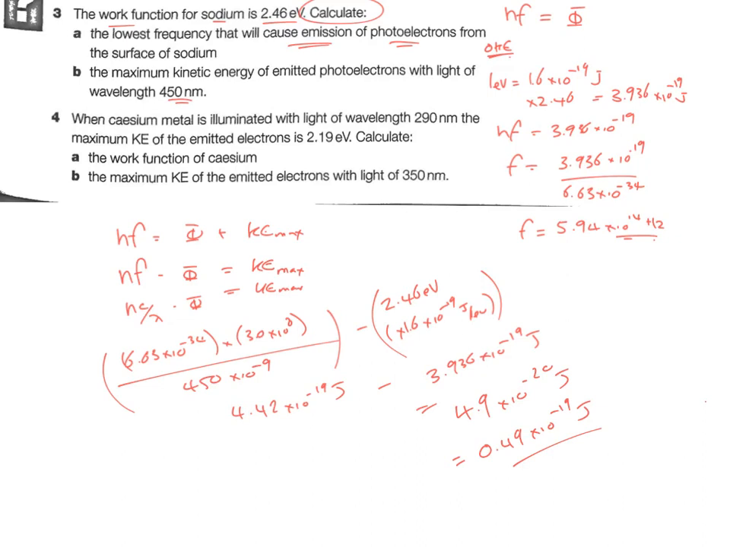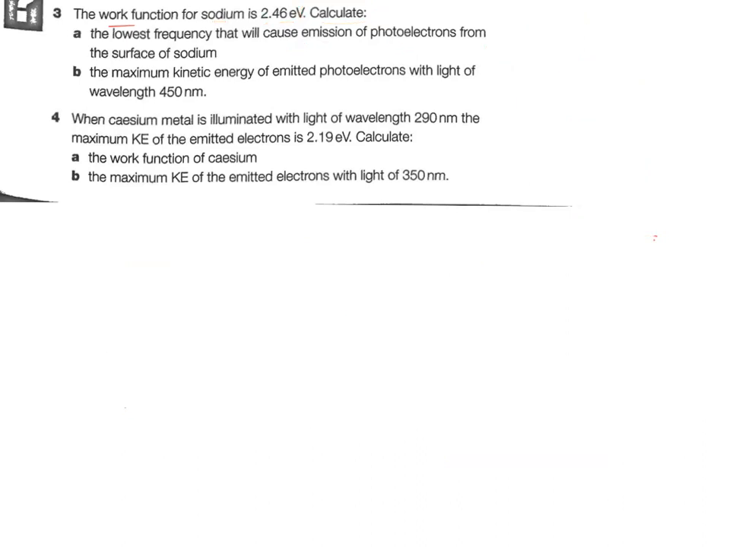Okay, I'll clear that and then we'll have a look at question 4. So we have light of wavelength 290 nanometers, and it tells us this time the maximum kinetic energy. So we're starting in the same place. hf, the energy of the photons coming in, is going to go into the work function to cause them to escape, plus any left over is going to become the kinetic energy of the electrons that do escape, and therefore it's the maximum kinetic energy possible for the electrons that are most easily able to escape.